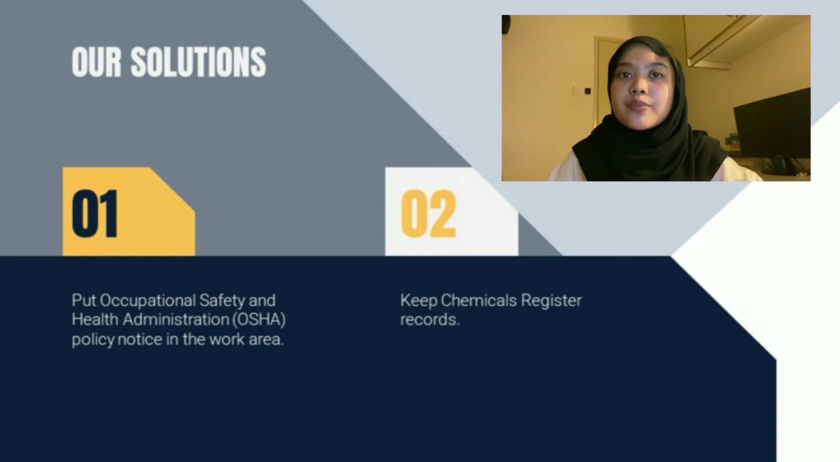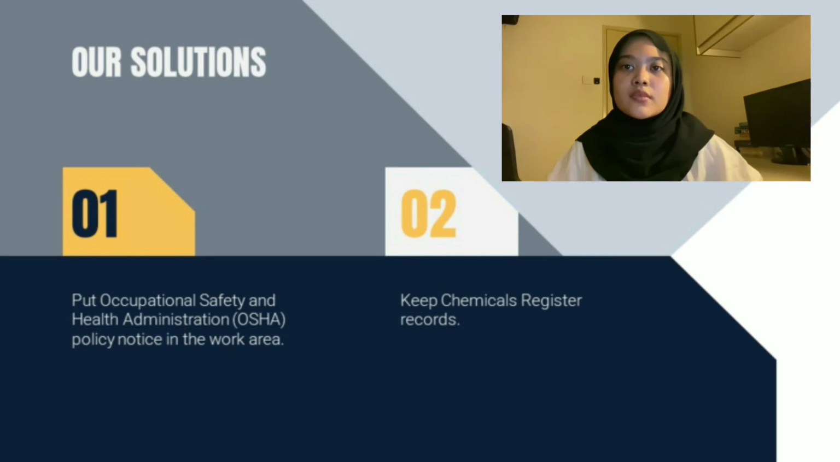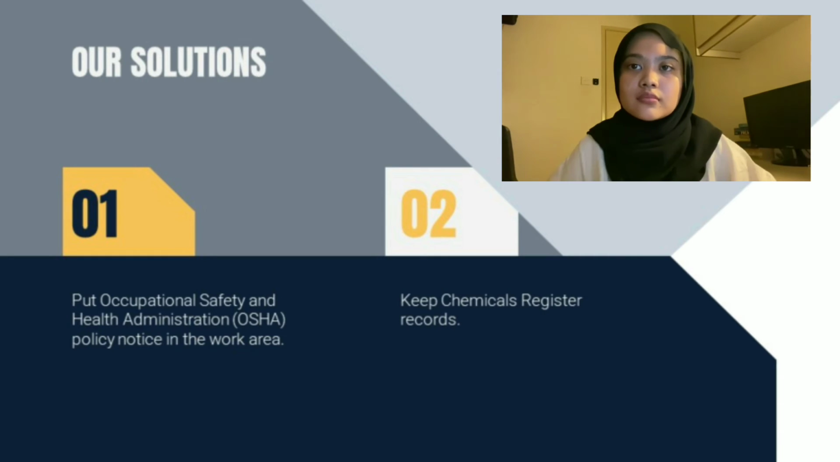There are a few things that we would like to recommend to Syarikat Zumaju Sdn. Bhd. to overhaul the safety and health program in the company. The first one is that Syarikat Zumaju should put an OSHA policy notice in the work area. This is to make sure that the workers are always aware of safety, since they are working in the chemical laboratory and handling chemicals that might be flammable and dangerous to them. So the policy notice will help them to stay alert.